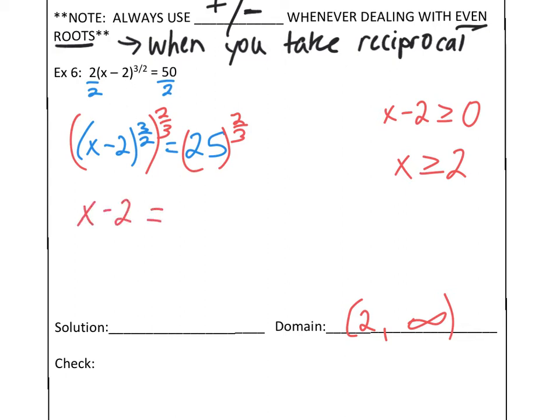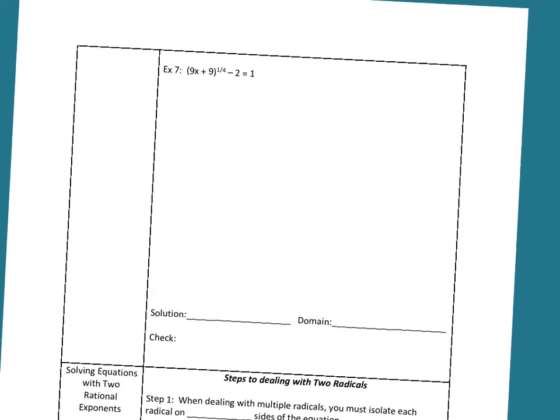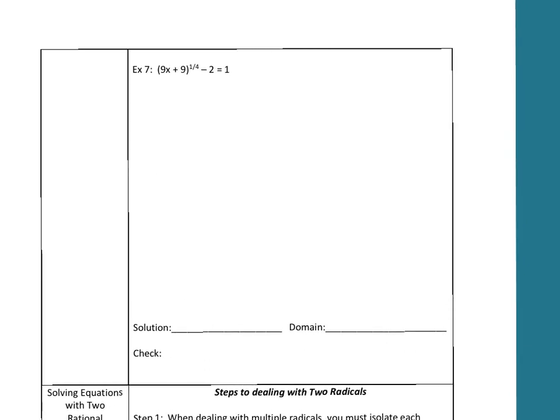When you type in 25 to the 2/3 power in your calculator, what do you get? 8.5. And then add 2. So x is just going to be 10.5. And you can go ahead and check it if you want, but that one should also work out. Okay? Anybody have questions on that? All right. Go ahead and try this one on your own. You can work with somebody around you as well.